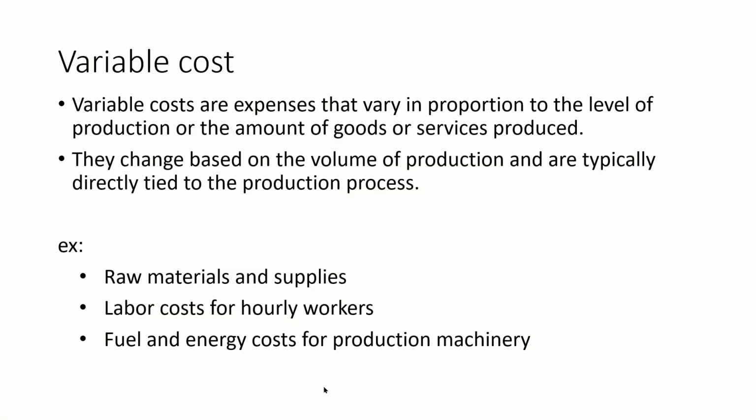Now let's talk about the variable costs. Variable costs are expenses that vary in proportion to the level of production or the amount of goods or services produced. They change based on the volume of production and are typically directly tied to the production processes. For example, raw materials and supplies, labor costs for hourly workers, fuel and energy costs for production machinery.